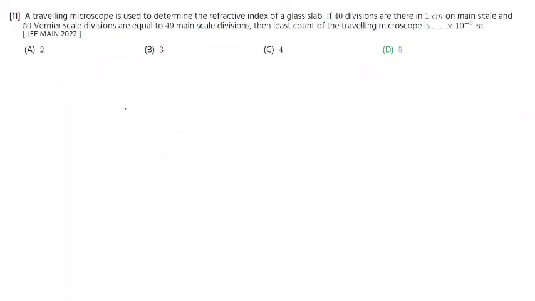Now see this 11th question, children. A traveling microscope is used to determine the refractive index of a glass slab. If 40 divisions are there in 1 centimeter on the main scale, that is 40 main scale divisions is equal to 1 centimeter. So 1 main scale division will be equal to 1 by 40 centimeter. Next, 50 vernier scale divisions are equal to 49 main scale divisions, they are saying.